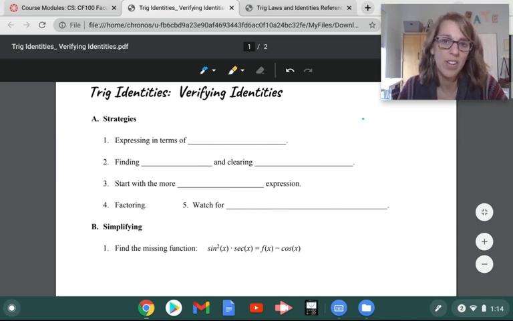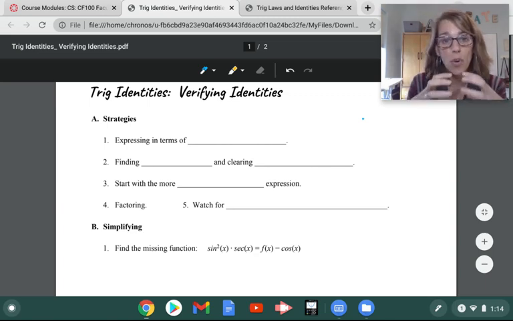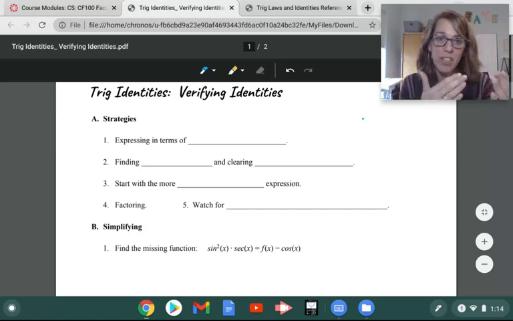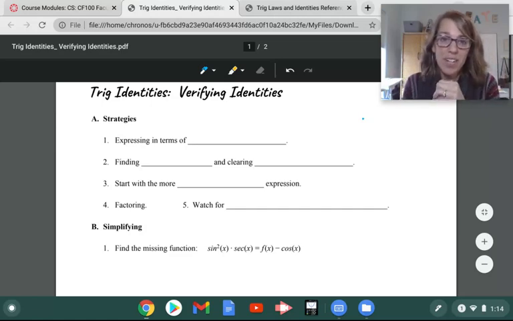We're going to look at verifying trig identities. As we're working through these trig identities, what we'll be doing is simplifying or transforming trig expressions from one form to another form. This is a critical skill when it comes to solving trig equations, but also critical in terms of calculus, which many of you are heading towards.